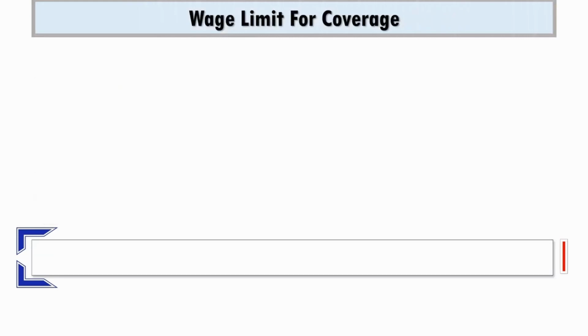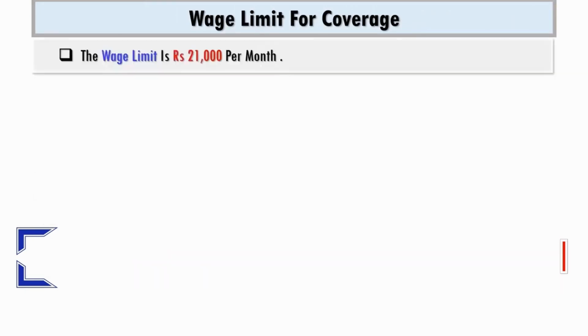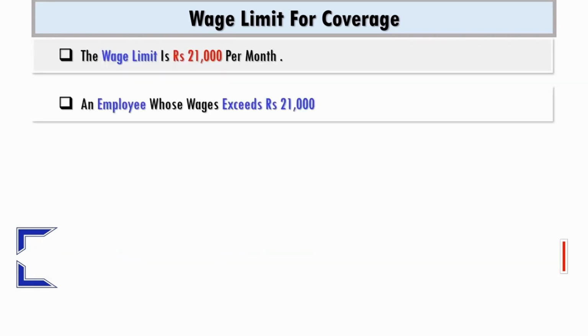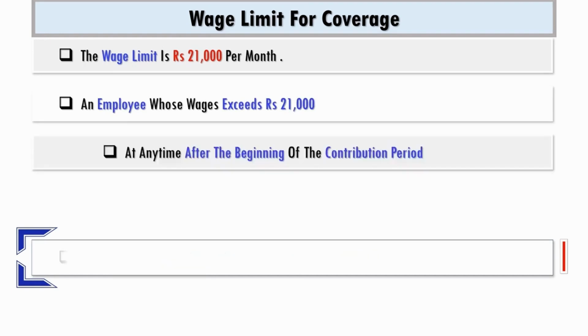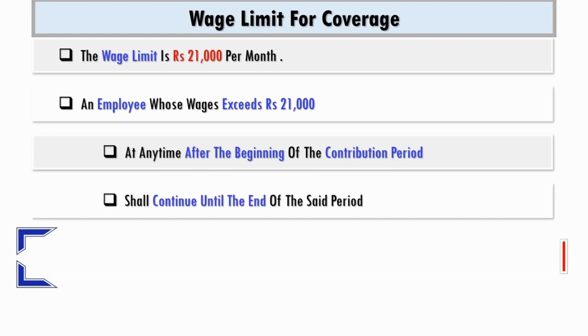An upper ceiling of rupees 21,000 per month is fixed as wage for coverage under ESI. If the wages exceed 21,000 after the commencement of the contribution period, the employee shall continue to be covered till the end of the contribution period, and then he will be excluded.